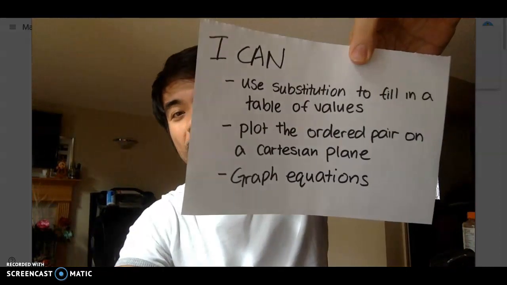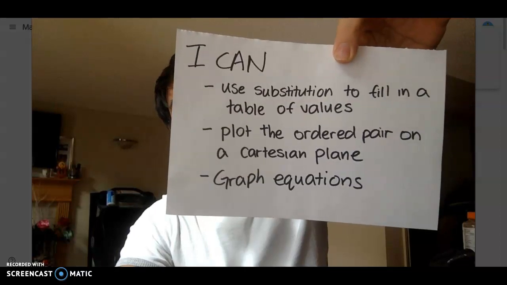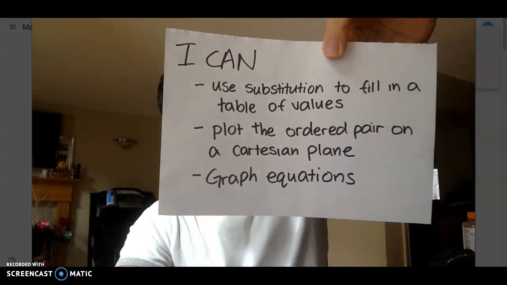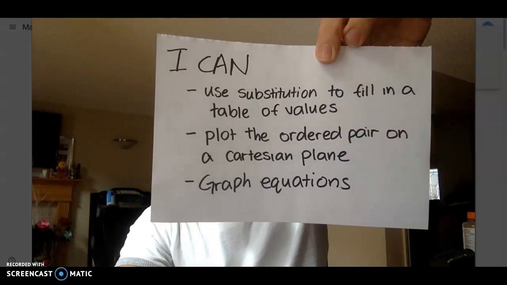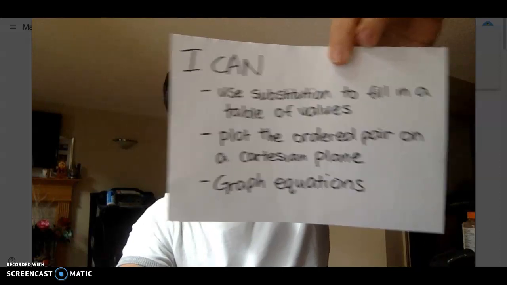For this week, we are going to do the following. I can use substitution to fill in a table of values. I can plot the ordered pair on a Cartesian plane, and I can graph equations, okay?